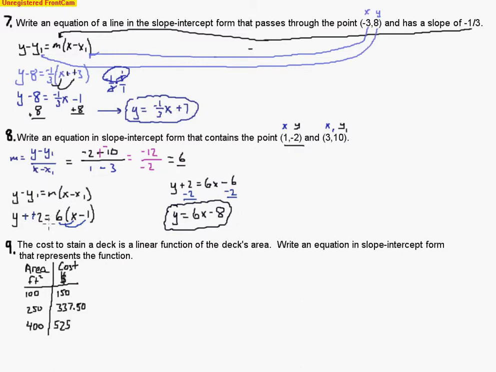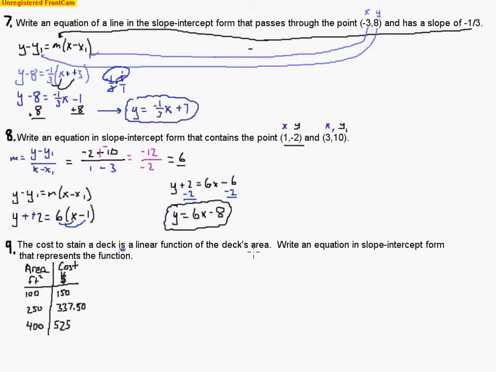The last problem is going to be another word problem, and this time we have to figure out which is our x's and which is our y's. Well, this first sentence will tell us. The cost to stain a deck is a linear function of the deck's area. What that tells us is that for the deck's area, we could pick any number, and then we're going to end up doing some work.